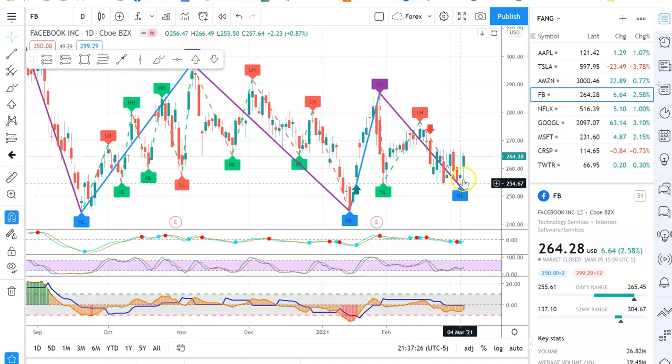Now we do have an indecision for Facebook. The RSI looks like we have a valid zig.